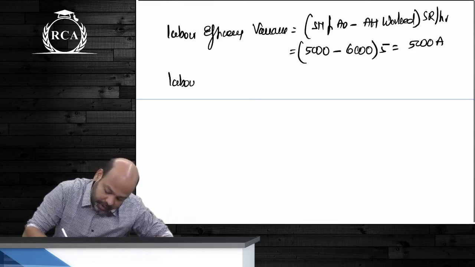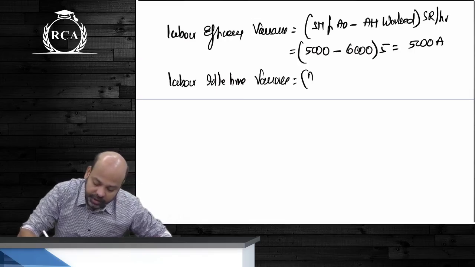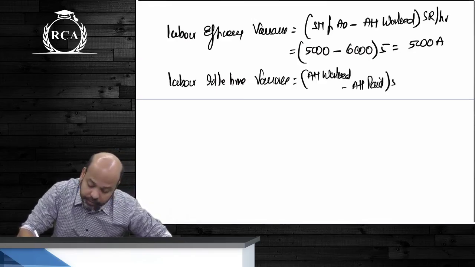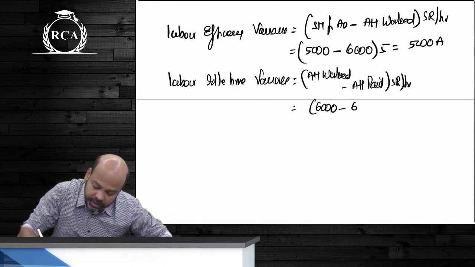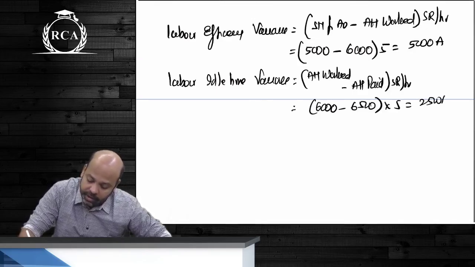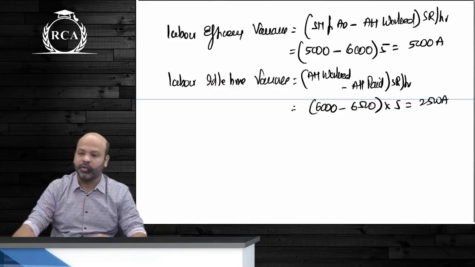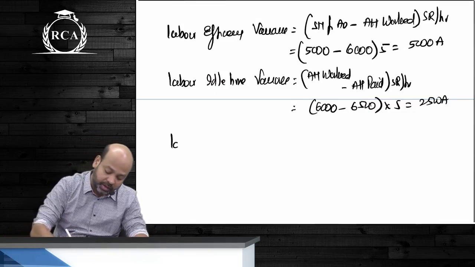How much will be your labor idle time variance? Idle time is 500 hours, so 500 hours measured at standard rate, that is 5 rupees per hour. 6,000 minus 6,500 multiplied by 5 rupees per hour. 2,500 adverse. Now this is like the old question. The total of both will be the efficiency variance that we got in the previous question, 7,500.